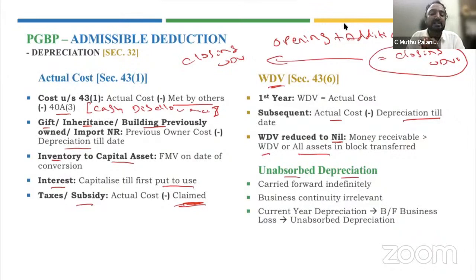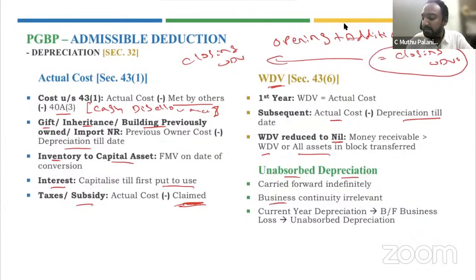the balance depreciation which could not be adjusted with the profit will be called unabsorbed depreciation, and there is no limit. It can be carried forward indefinitely. And irrespective of whether you have business or not, it can still be carried forward. So unabsorbed depreciation, remember 2 points. There is no limit for carrying it forward. And second, it can be carried forward even if the business is not in existence.